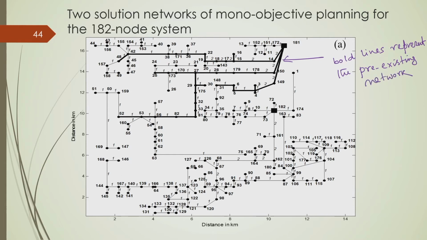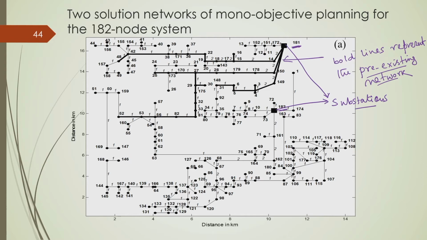Okay. So, here at node number 181 and at node number 182, we have substations. So, these two are substations. The substation locations are specified at node number 181 and node number 182, and at node number 181 we have some pre-existing network, but at node number 182 we do not have any pre-existing network.